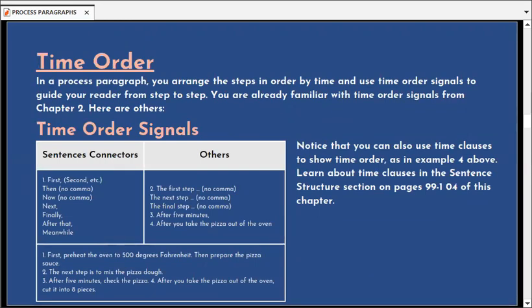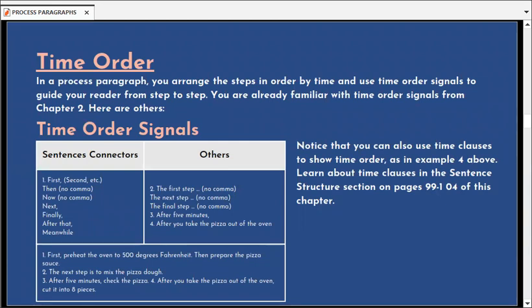Time order. In a process paragraph, you arrange the steps in order by time and use time order signals to guide your reader from step to step. You are already familiar with time order signals from chapter 2. Here are the time order signals.